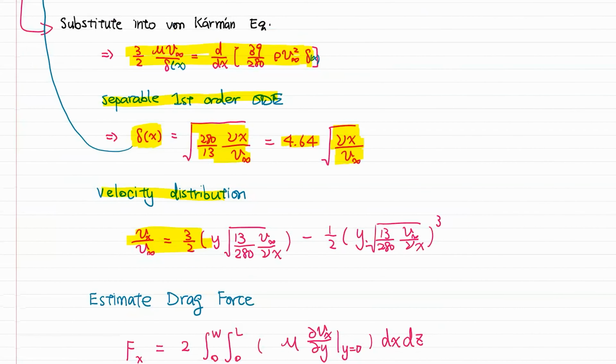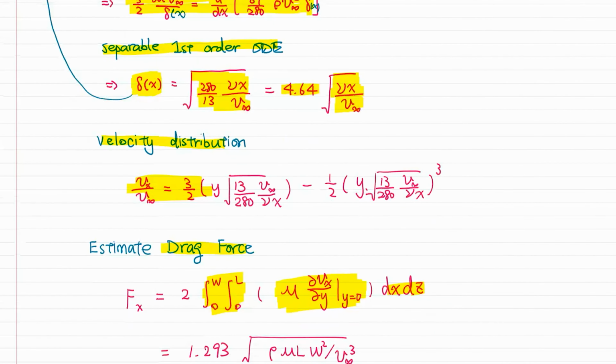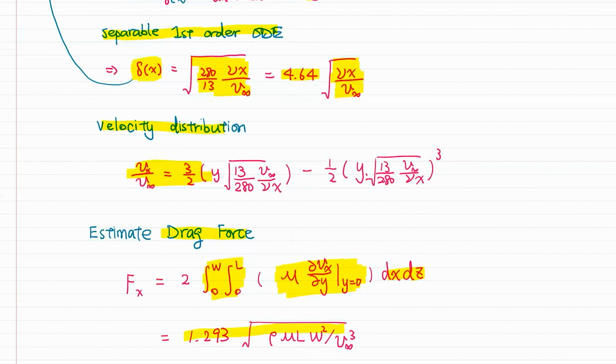And finally, we can get the drag force by using what's on the left-hand side of the von Karman momentum balance. Basically, you're just integrating that term with respect to x and z, covering the lateral dimensions of the object. And that gives you this estimation of 1.293 times what's in the square root operator.